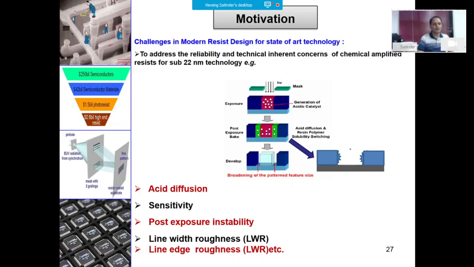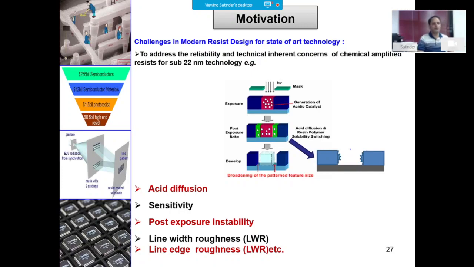So what is actually happening in our conventional system? If we are going to talk about the 22 nanometer technology node, we are going to expose our resist, and that is going to generate the acid, and that acid is going to segregate in the rest of the patterns, and that is going to increase the line roughness, and each point of this roughness is going to act as a source of electric field, and that is completely undesirable for our technology.